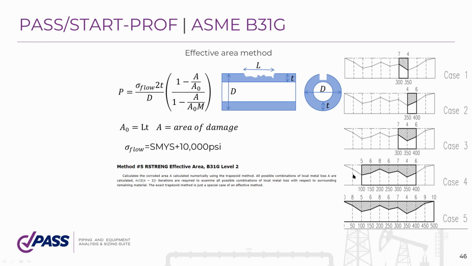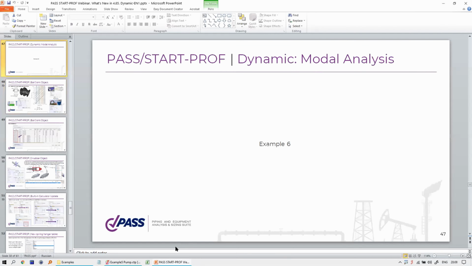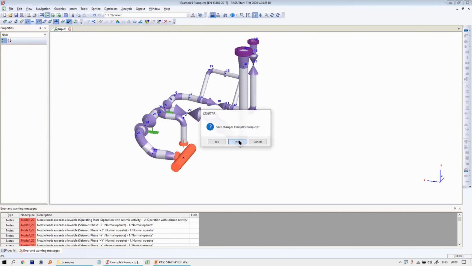So we need to check all possible combinations of defects, including the final case when we have the full defect area. But the calculation shows that this last case is not always the worst case. Sometimes some of the intermediate cases become the worst case. And we take the lowest pressure value from all the cases. This is done automatically by software, and you receive the results. I will quickly show you how to do this.